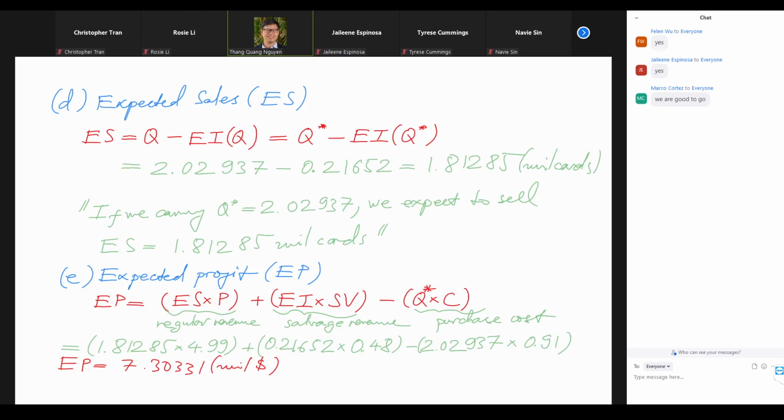Okay, so we are done with part E, right? From the beginning, we find the critical ratio and then the optimal quantity. And then if we carry the optimal quantity at the beginning of the season, we have the expected leftover, or the EI. And then based on that, we can calculate the expected sales, or ES. And then we put everything together to calculate the expected profit, right, or EP.